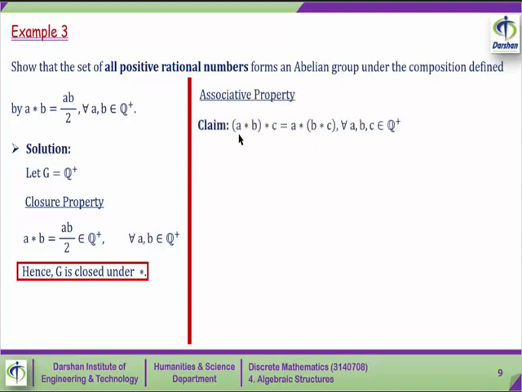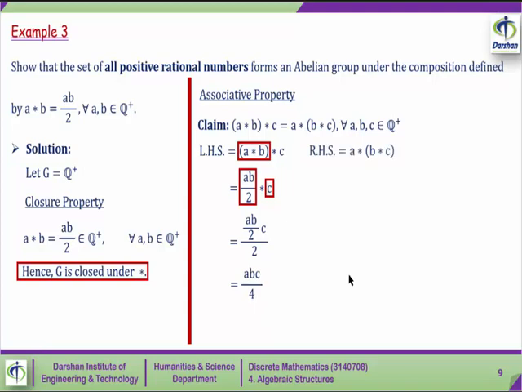Now associative property. So our claim is (A star B) star C is equal to A star (B star C). This property holds for every A, B, C from Q plus. So left hand side, let (A star B) star C. First A star B is equal to, by definition, AB by 2 star C. Now there are two elements and star is between them. Therefore it is equal to first element into second element divide by 2. So it is equal to ABC by 4.